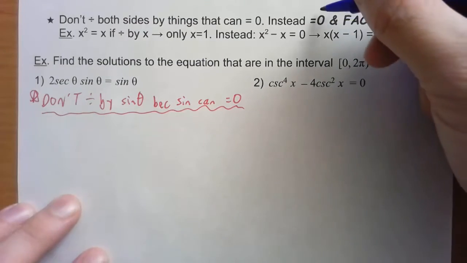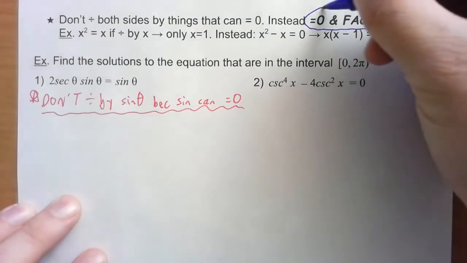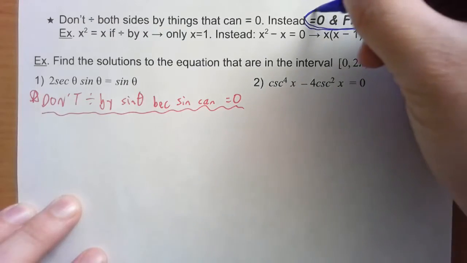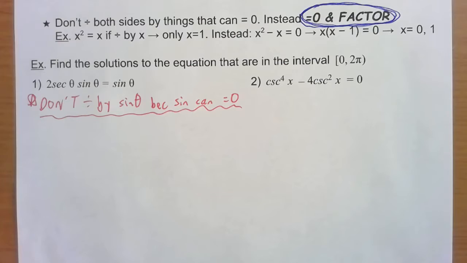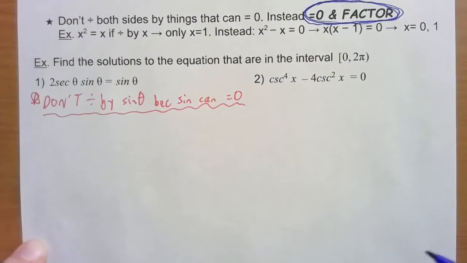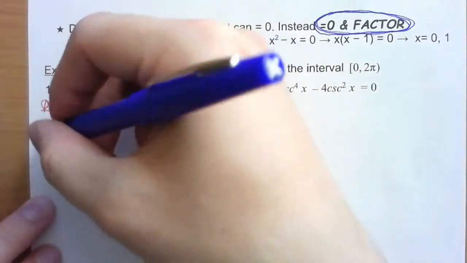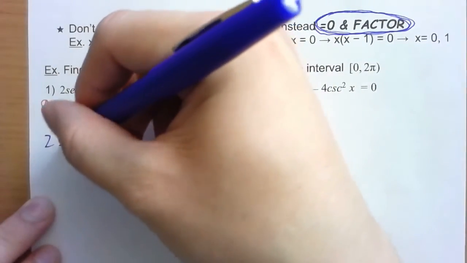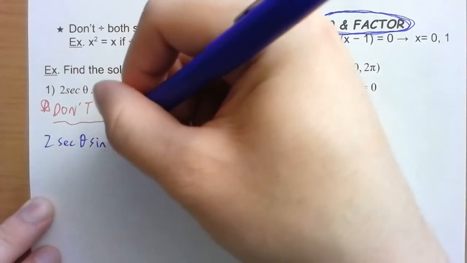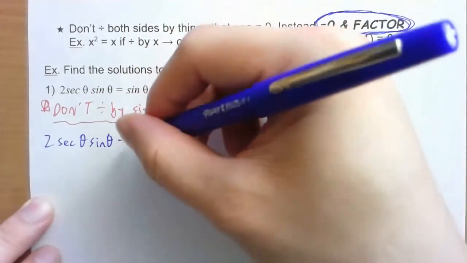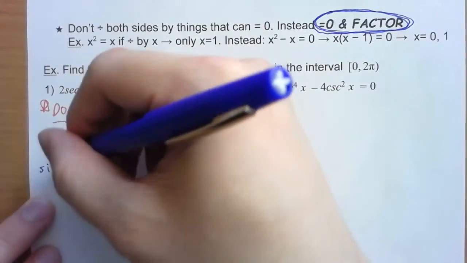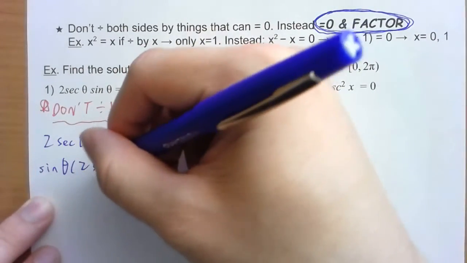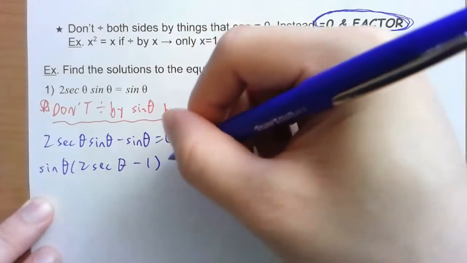Instead, the name of the game, what we're going to do a whole lot, is equal to 0 and factor. This is actually one of our most powerful equation solving tools that we have, other than the graphing calculator, of course. Without a calculator, we're going to put things equal to 0 and factor. Very powerful, because then we have that 0 product property. So I'm going to subtract the sine of theta over to the other side, and then I'm going to factor out that sine of theta. Instead of dividing it to both sides, I'm going to factor it out.